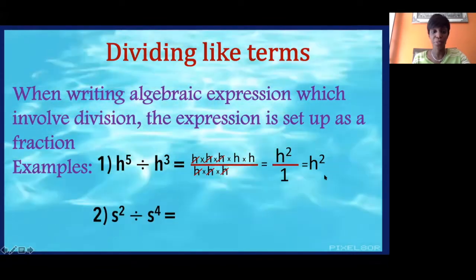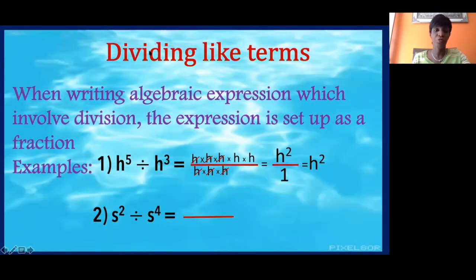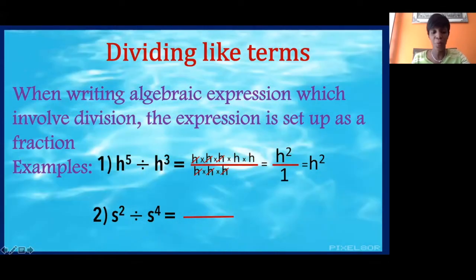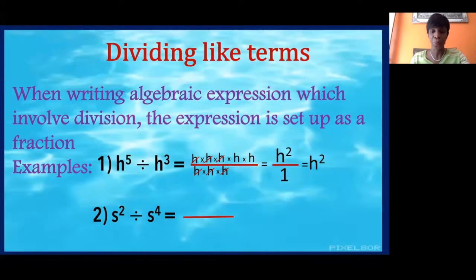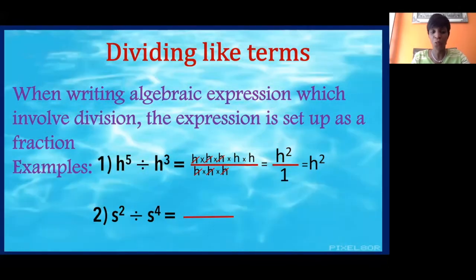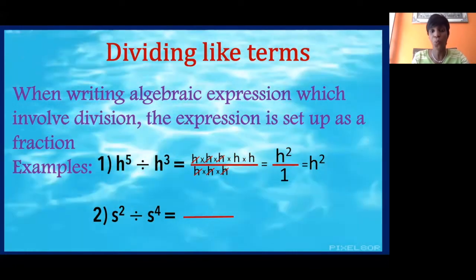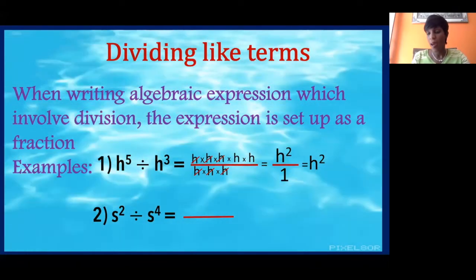Let's go to number 2. I'm going to give you a minute to try number 2, using the same steps that we did for number 1. First of all, I need you to write it out. You have to show your working in math. So work it out, and let's go.